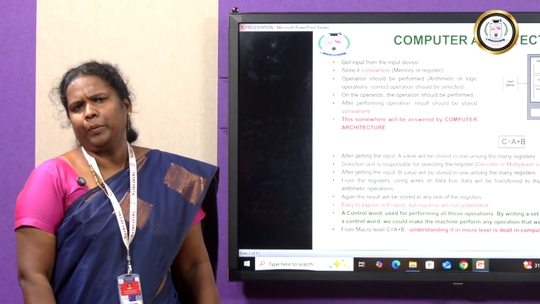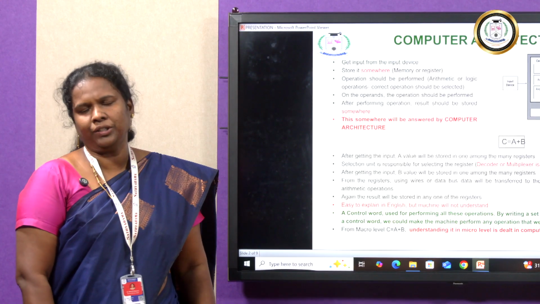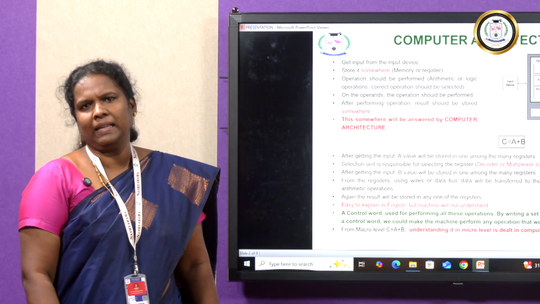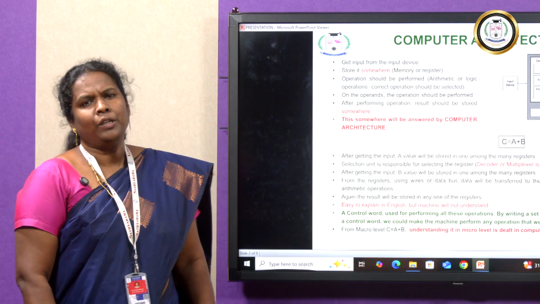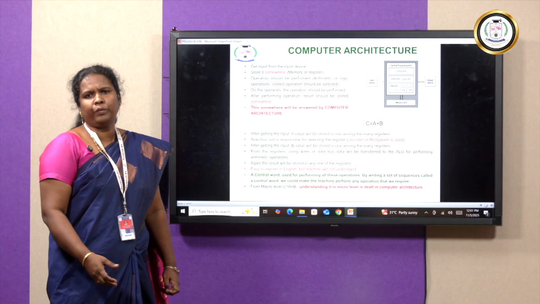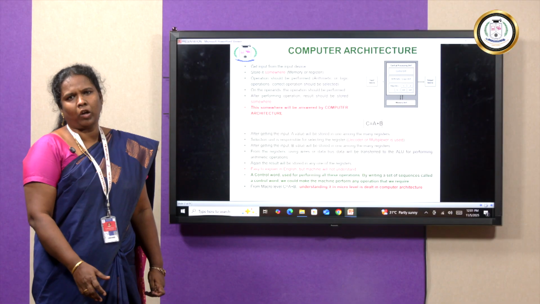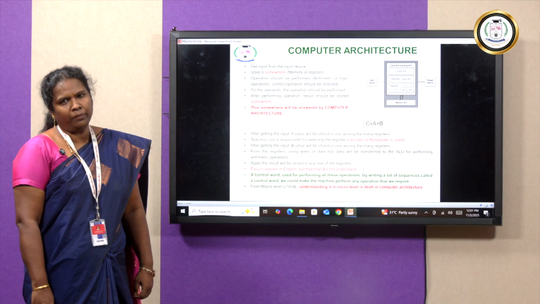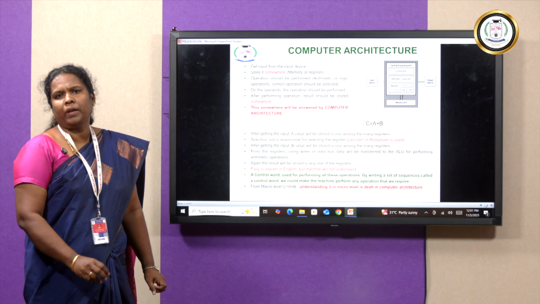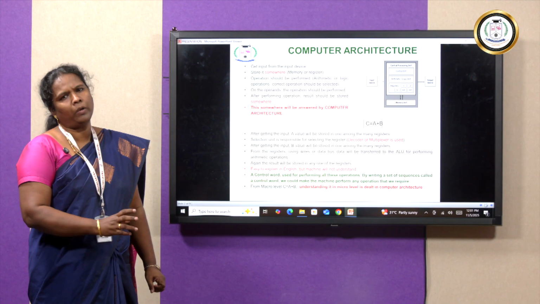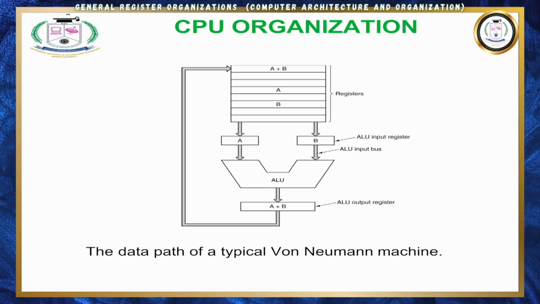But the computer as such will not understand English. So it has to be in the form of bits, in machine language. The sequence of bits in which we tell it to do a particular operation is said to be the control word, and today we will see how we are going to write a control word for a simple operation.